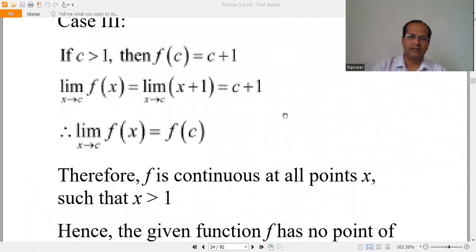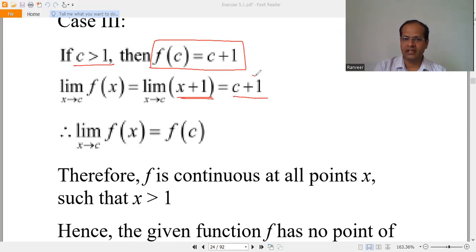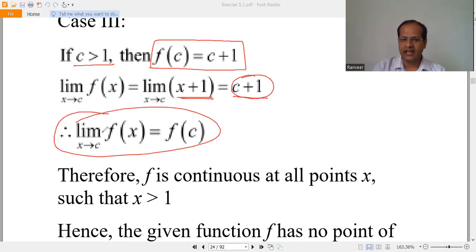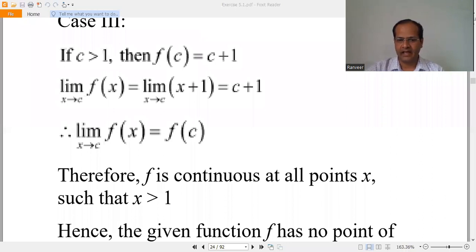Now third, if we take c greater than 1, then limit x tending to c f(x), the value given is also c plus 1. So in this case there is only one definition, so limit x tending to c is equal to f of c. So the function is continuous at all points x such that x is greater than 1. Clear?